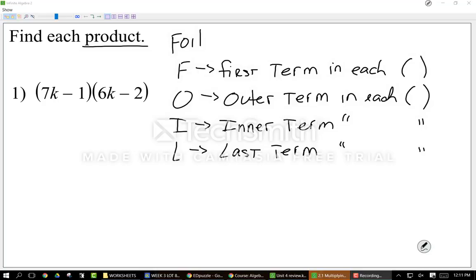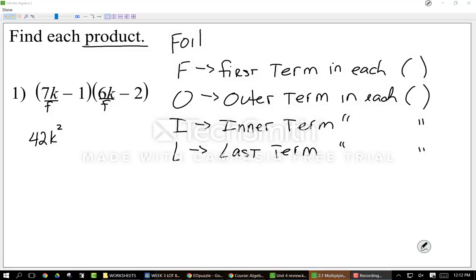So that's what we're going to do. Let's do FOIL. There's a couple different ways. So we're going to FOIL first. We'll do a box next. We'll do distributive property after that. So just to make sure we cover all bases here. So 7k times 6k. That is the F part. Okay? So 7k times 6k is 42k squared.